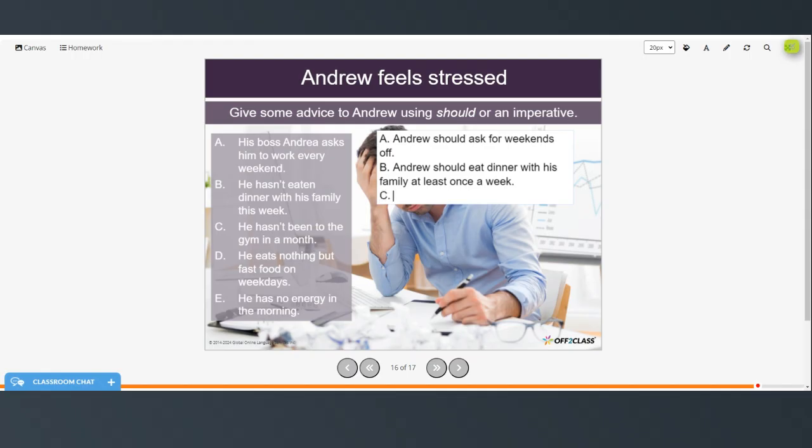He hasn't been to the gym in a month. So we should say go to the gym at least once a week. He eats nothing but fast food on weekdays. So don't eat so much fast food. And he has no energy in the morning. Andrew should get more sleep.